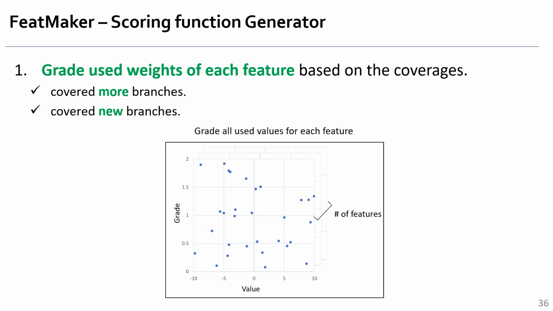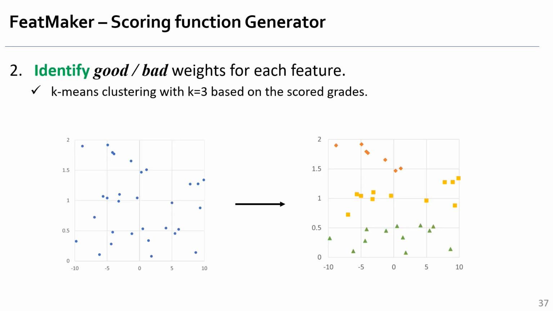For that, FeatMaker grades all used weights of each feature based on the coverage result. A value that covered more and new branches gets a higher grade than other values. After grading all used values, they are classified into 3 groups, and FeatMaker finds good weights and bad weights. For this step, we used the most basic clustering method, k-means clustering, with 3 as the k value.